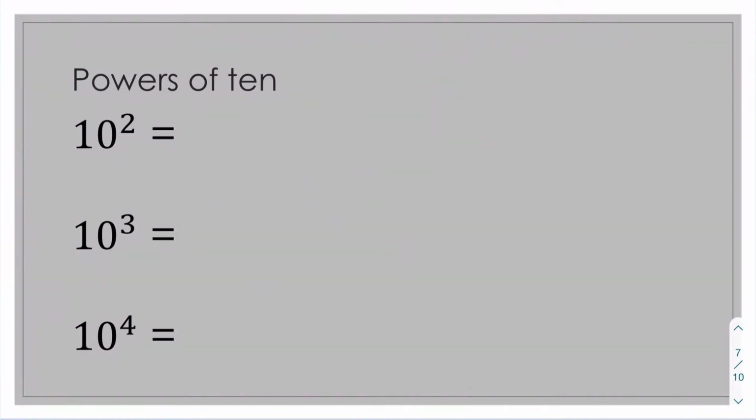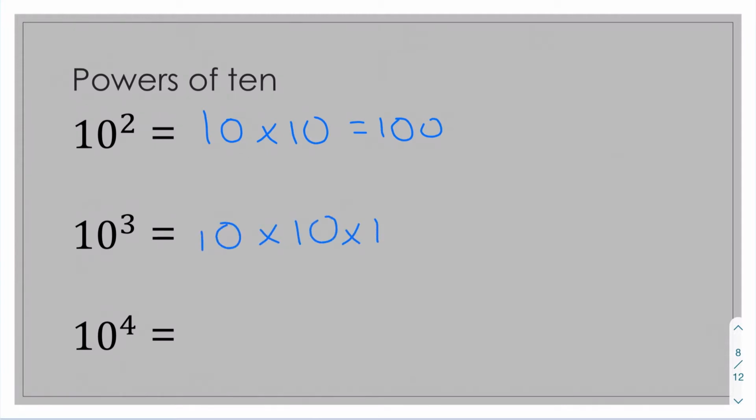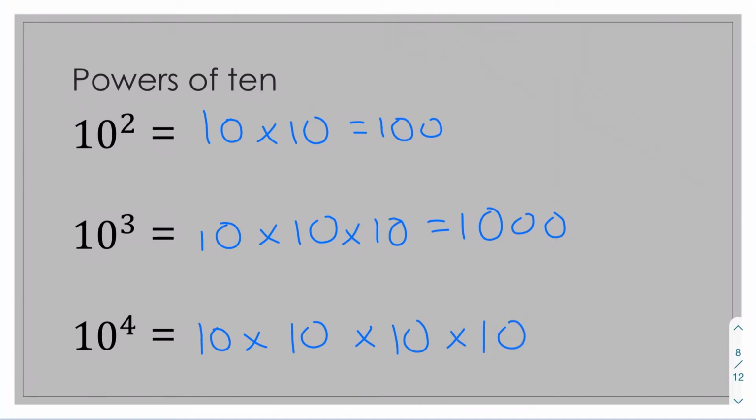Now powers of 10. So here we have 10 as a base with different exponents. Let's do it the way that we've always been doing it. 10 to the 2nd power is just 10 times 10, and that's just 100. And 10 to the 3rd power is 10 times 10 times 10, which is 1,000. 10 to the 4th power is 10 times 10 times 10 times 10, which is this 10,000.